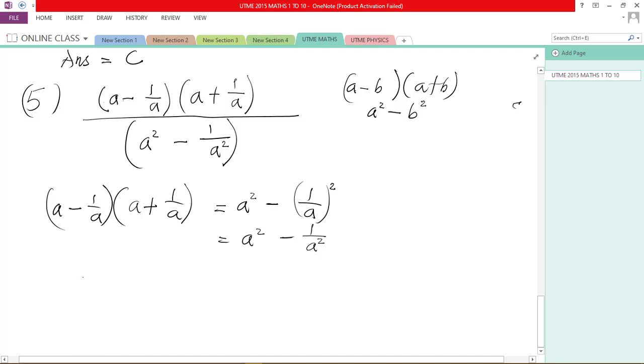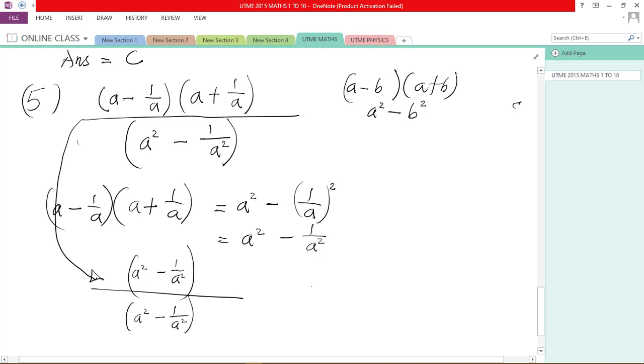So here now, from the question, this is giving us a squared minus 1 all over a squared, divided by a squared minus 1 all over a squared. So I believe there's a mistake in the question. Maybe the person that wrote it out didn't get what they wrote there. So this cancels this. The answer is 1.